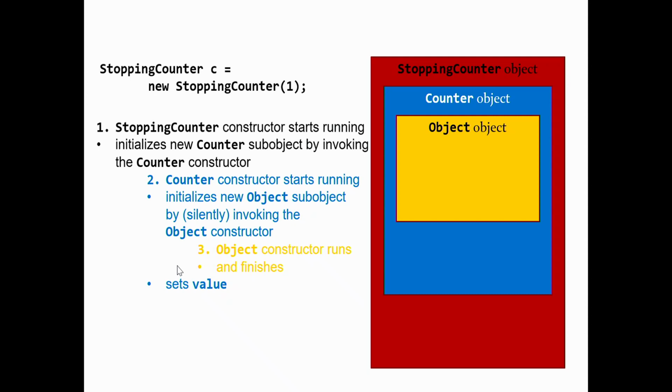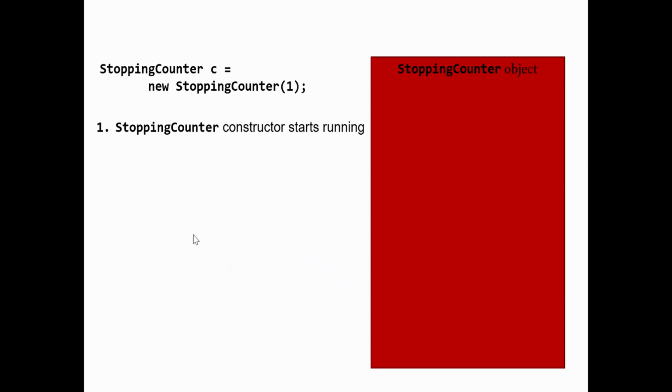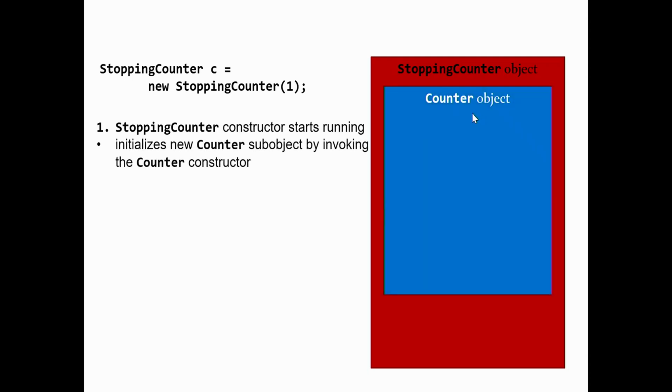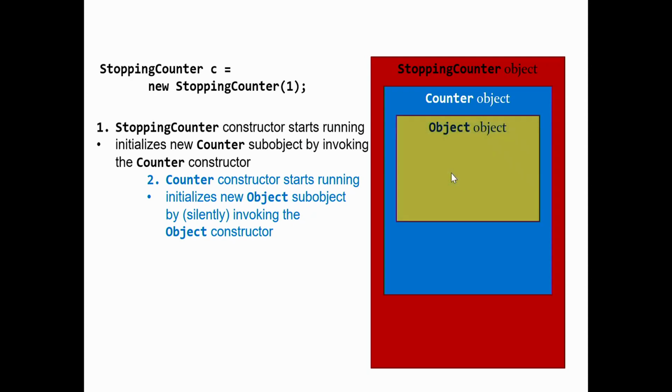But notice the order in which objects are completed. The stopping counter object is created, and we start to initialize it. That causes the counter object inside of it to be created, and we start to initialize it. That causes the Object part of the counter to be constructed, and we start to initialize it. And then we're done, so we finish building the Object part.